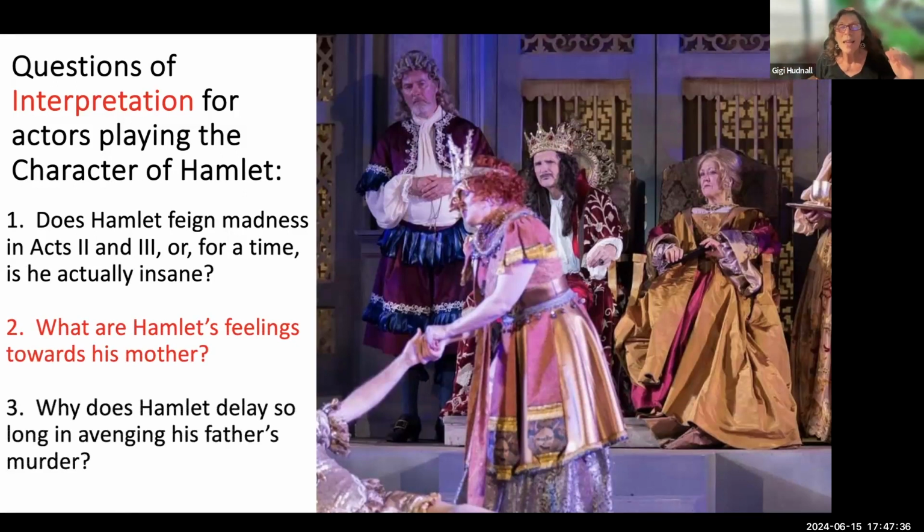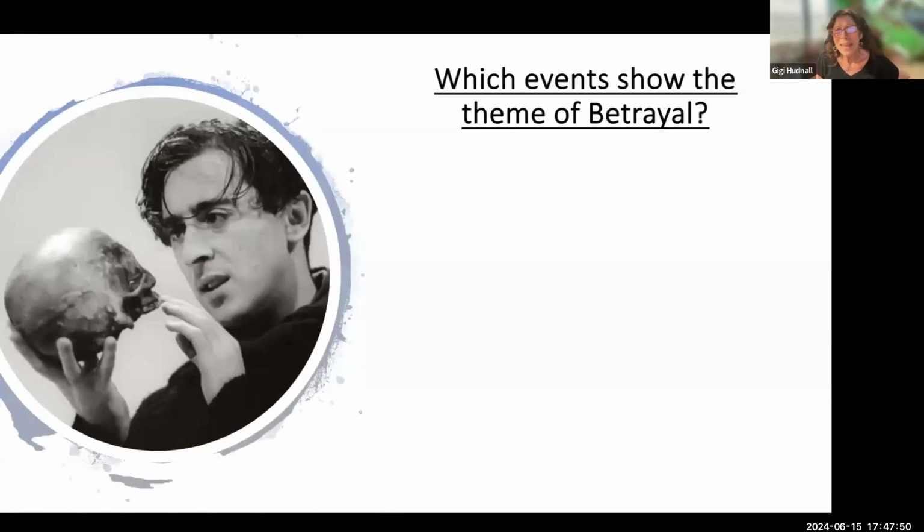And why does Hamlet wait so long? Why does he delay so long in avenging his father's murder? If he really believed that the ghost was telling him what was true, why didn't he just go kill Claudius right out? And nobody would have blamed him. And then he would be king anyway, so he could forgive himself, right?